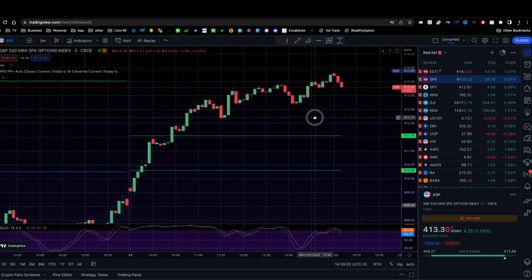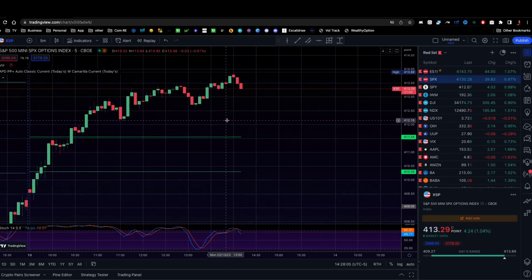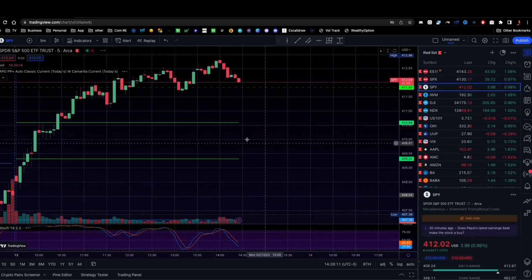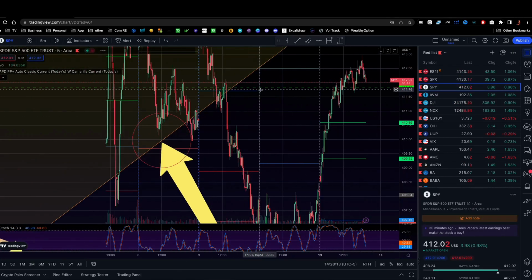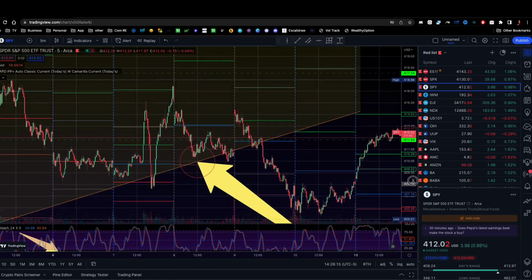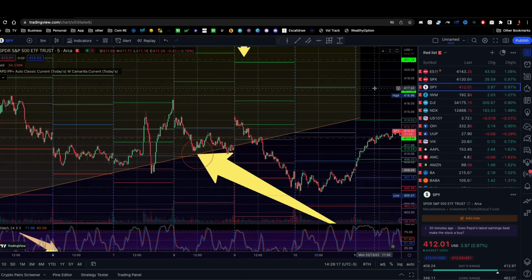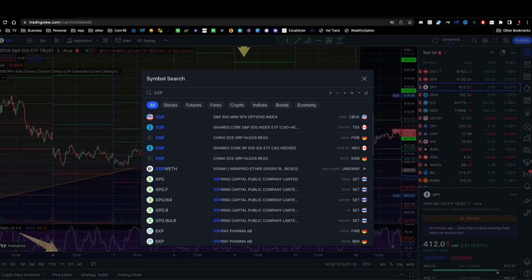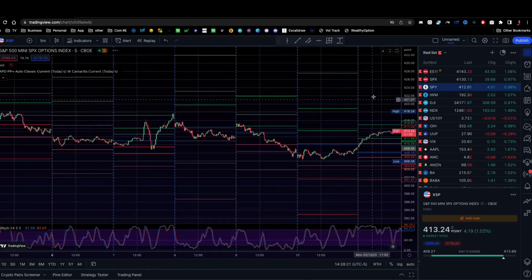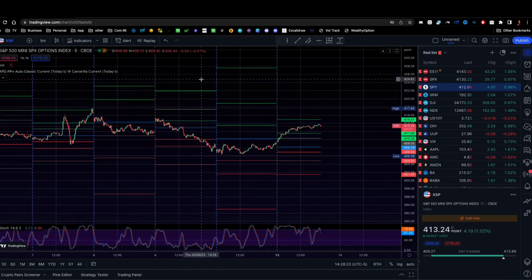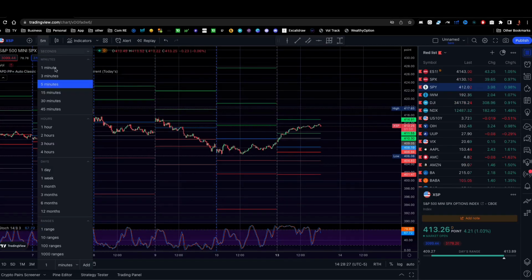So what I have in front of us right now is actually the S&P mini, XSP, because all of my other SPX charts are full of gobbledygook and stuff. So I don't want to confuse anybody. I want to start with a clean chart. So we are going to use the XSP to give us what we need. So let me back out first.